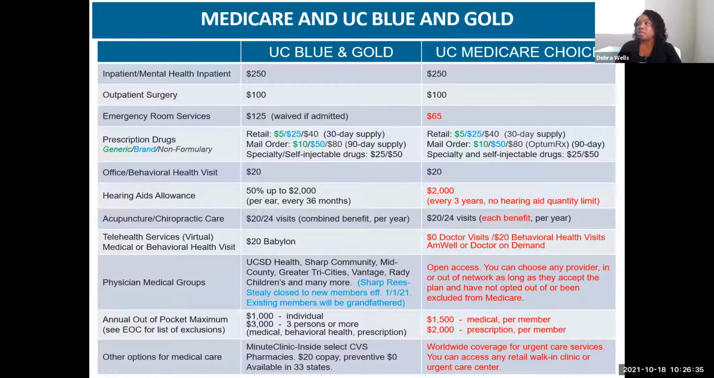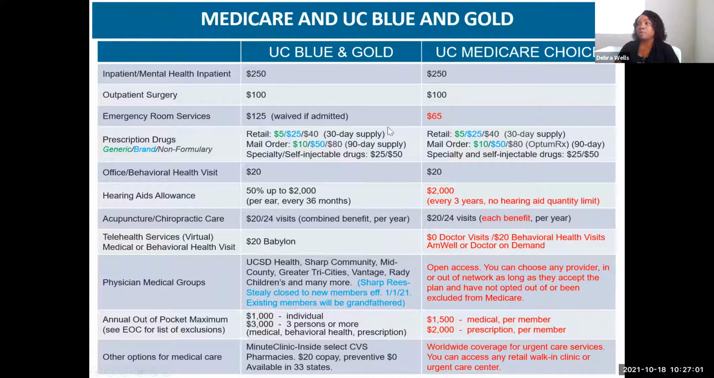So when it comes to Kaiser and UC Blue and Gold, if you're in the Blue and Gold plan, you know, 2 years ago, Health Net Seniority Plus went away. What replaced Health Net Seniority Plus is UC Medicare Choice. So you or your family member that's aging into Medicare will then switch over to UC Medicare Choice. Again, it's administered by United Healthcare.